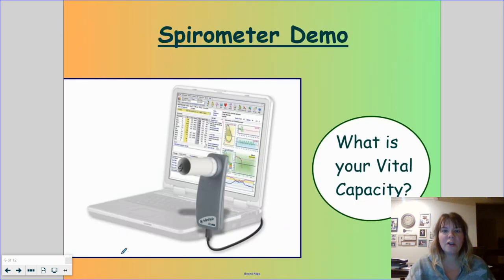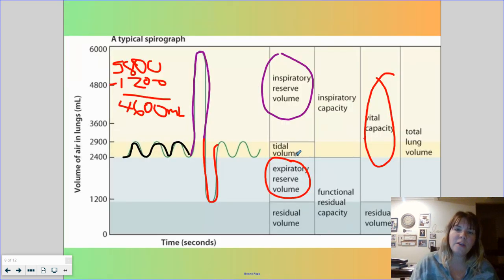So this, ladies and gentlemen, is kind of an idea of what a spirometer looks like. I do have one, and I will be showing demos if we can. You do need to understand this graph and how to read it, just looking at what is tidal, what is inspiratory, and what is expiratory when it comes to breathing in and out. And please make sure that you understand the role of the diaphragm.